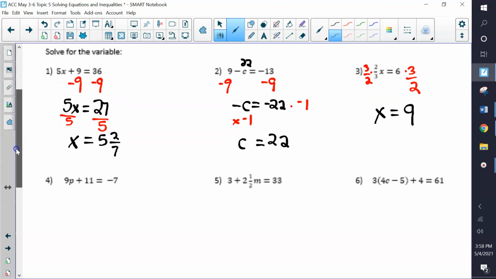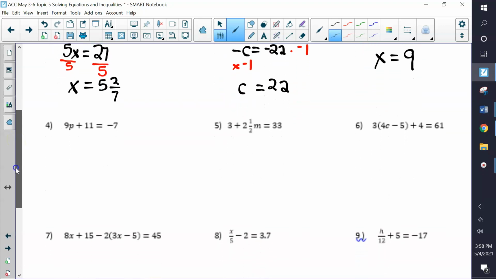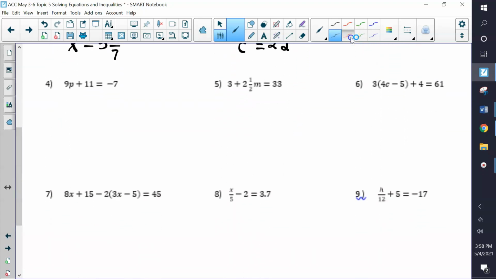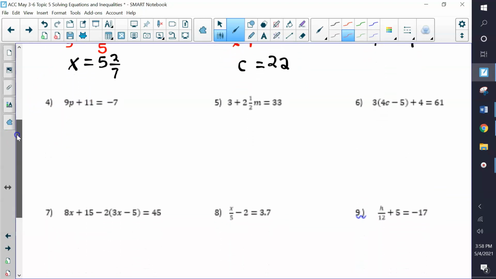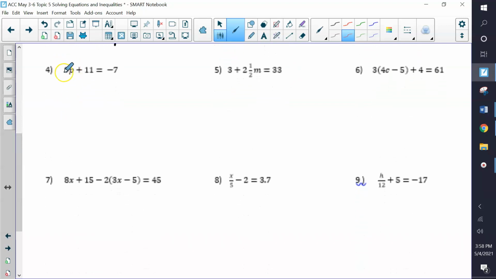Let's take a look at number 4 right here, and just scroll up. Okay, so I see 9p. This is kind of like number 1, very similar in the way they look. So I want to keep 9p, and I want to isolate that, but I want to get rid of adding 11, so it should look like this. There's our first step right here, subtracting 11 from both sides. And now to isolate the variable, we're going to divide by 9.